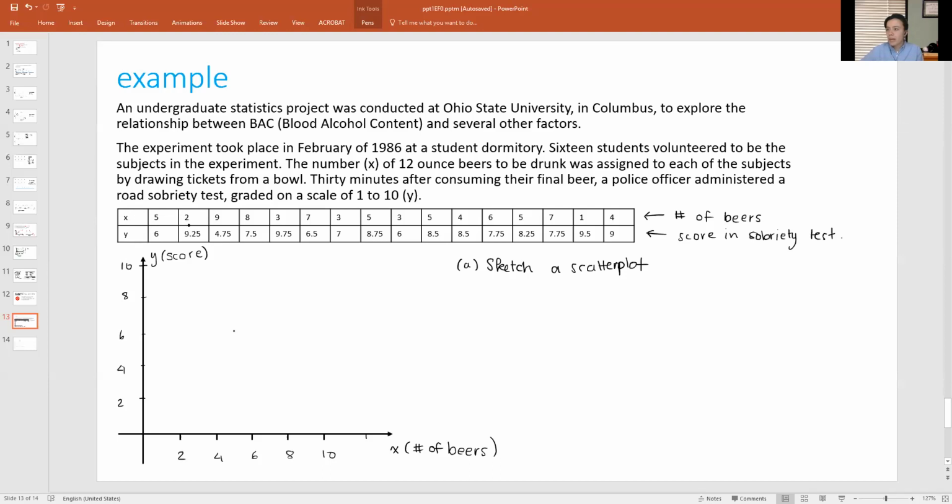Then we have 2 beers and a score of 9.25. So that means 2 and 9.25 is maybe around there. Then 9 beers and 4.75. So this person drank 9 beers and then had a score of 4.75. Then we had 8 beers and 7.5 as a score. So that's 8, this is 6, 7.5, which is maybe going to be around there.